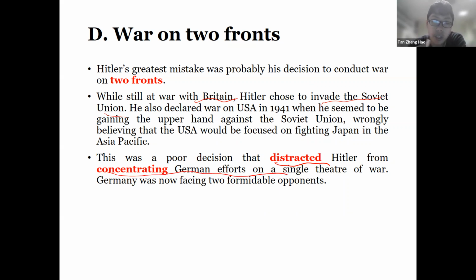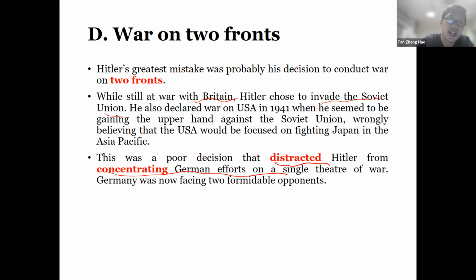You should have concentrated your effort on one theater of war. That means you should have wiped out Britain first, transferred your forces to the east, then fought Russia. But Hitler chose to attack both at the same time because he thought he would have a good chance at attacking the Soviet Union. He thought the USA would not join in and defend Britain. He thought Britain would fall sooner or later, so he might as well attack the USSR first. So that was a very costly mistake.